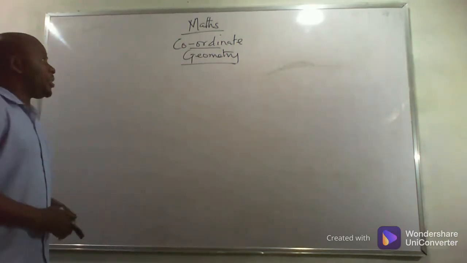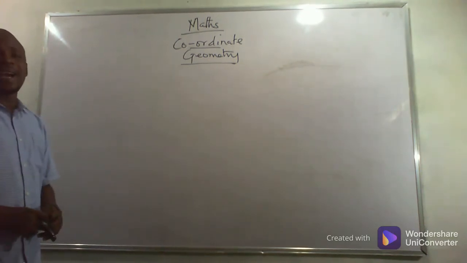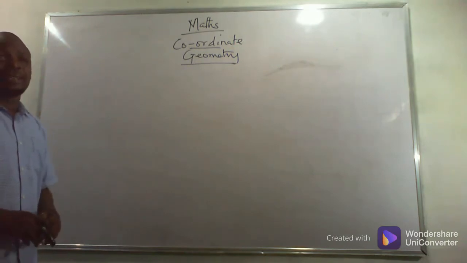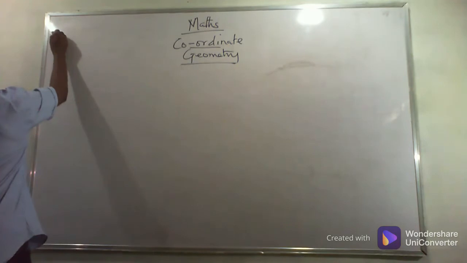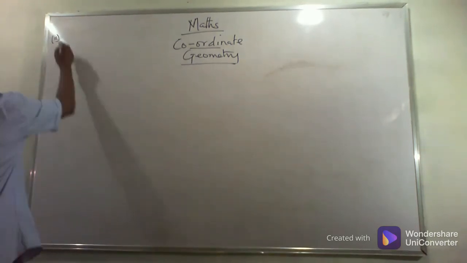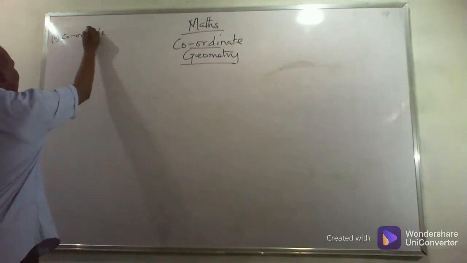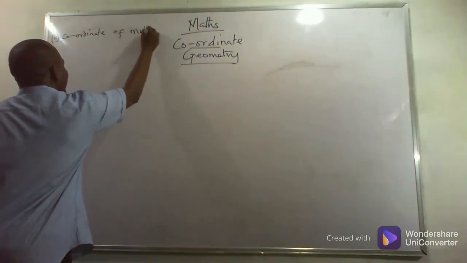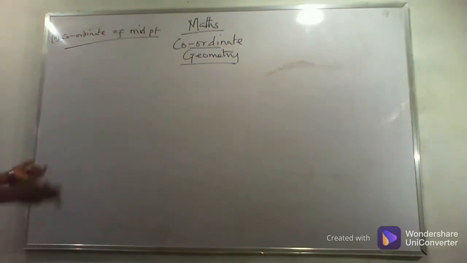This is volume 3 of coordinate geometry. In the last two videos, we looked at the distance between two points, and I believe we have laid that to rest. Now we want to look at topic number 2 under coordinate geometry, and it is coordinates of midpoint. Now this one is simpler compared to distance between two points.